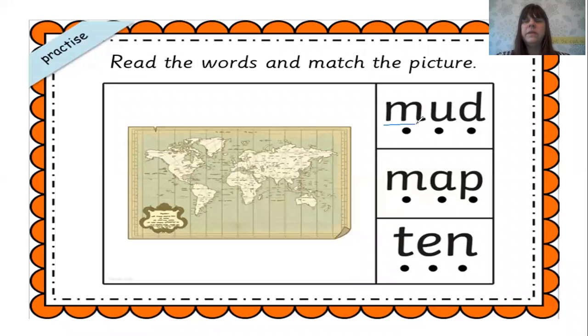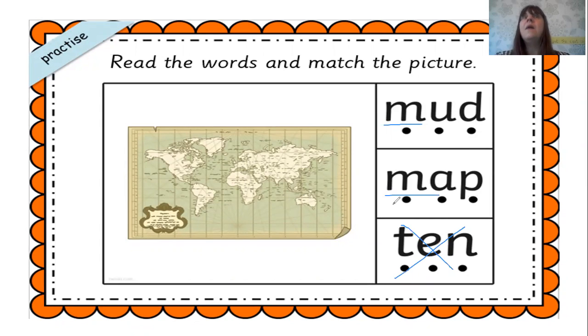Now, this word starts with the t. So I'm just going to say, nope, it's definitely not that word because that starts with t. And map begins with m. So let's go back to the first word. Let's sound it out. M-u-d, mud. Oh, that's not map. Let's try the next one.